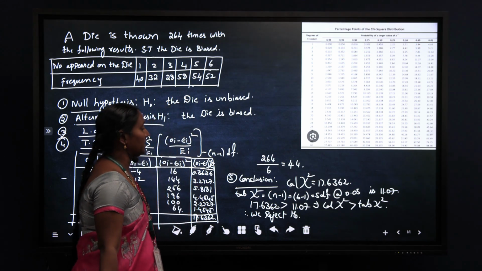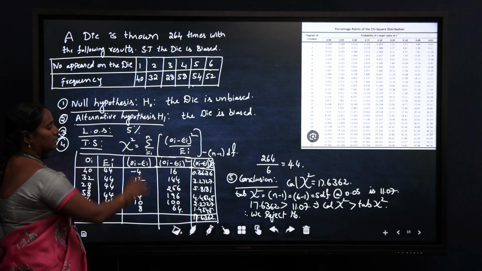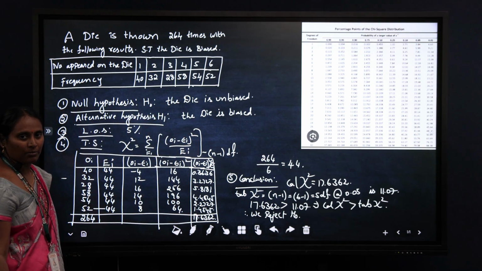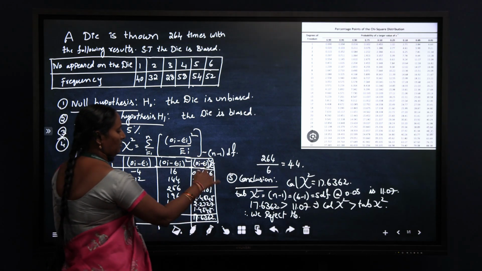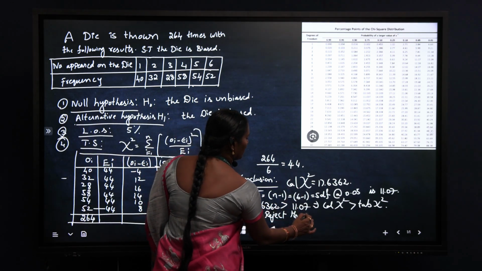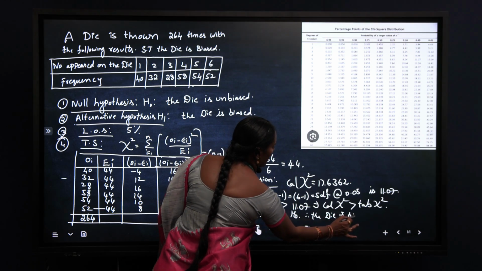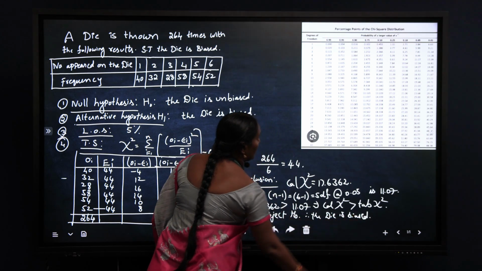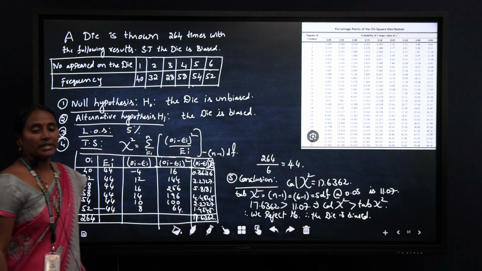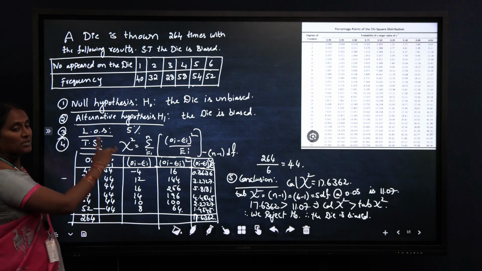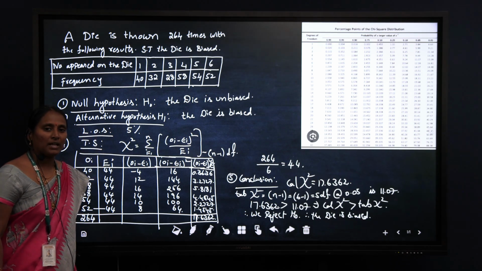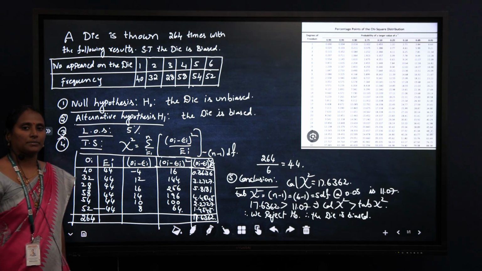What are we taking as H naught? H naught is that the die is unbiased. Since we are rejecting it, we conclude that, therefore, the die is biased. So, in this way we test whether there is any significant difference between observed frequencies and expected frequencies. Thank you.